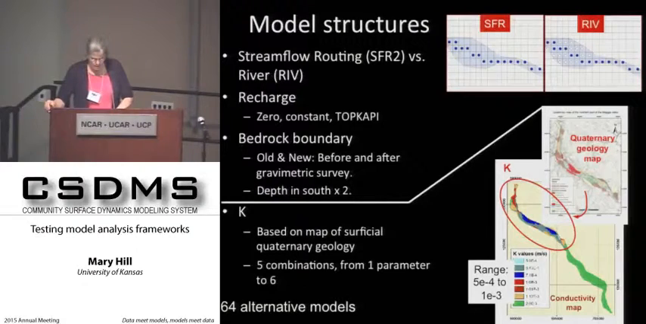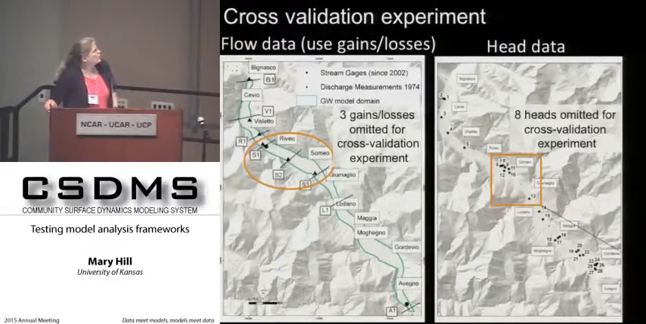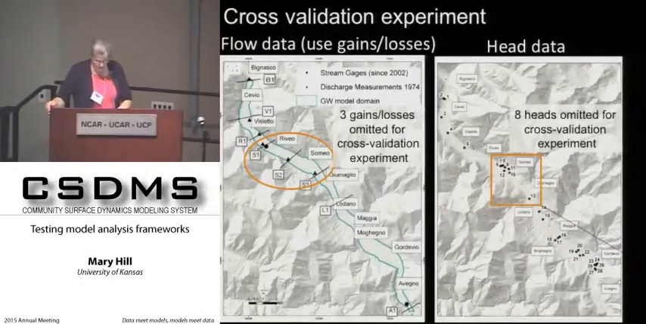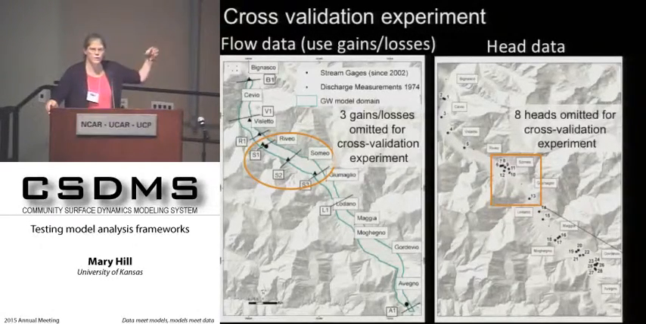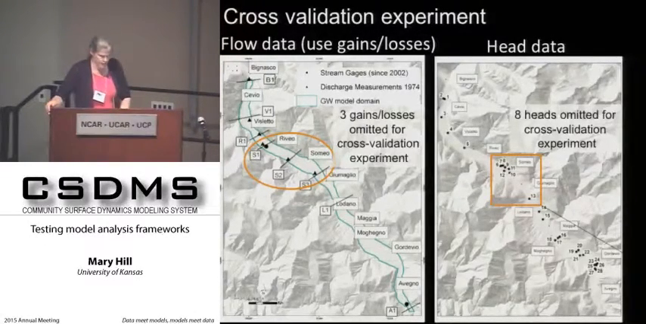Okay. And let me show you this one first. In the cross-validation exercise, what we did is take out some of the data points, calibrate with the rest of the data, and looked to see what the characteristics were of models that could reproduce the data we had omitted best. Okay, so that's how we're testing our mechanisms for developing this model.